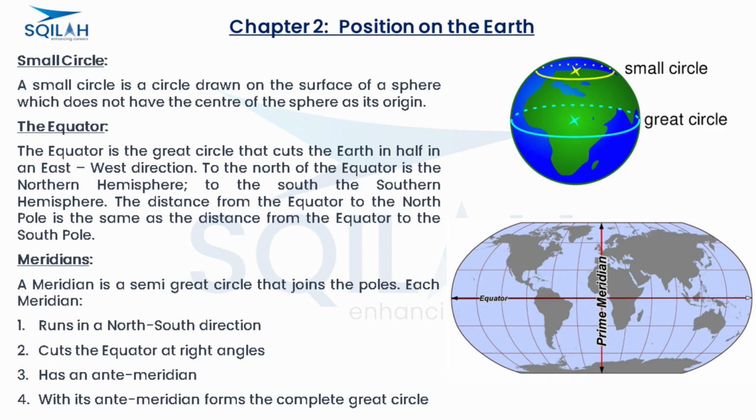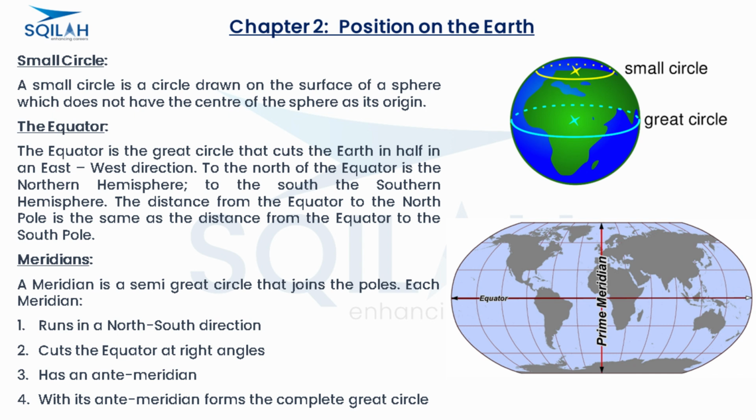Small circle. A small circle is a circle drawn on the surface of a sphere which does not have the center of the sphere as its origin. The equator. The equator is the great circle that cuts the Earth in half in an east-west direction. To the north of the equator is the northern hemisphere, to the south the southern hemisphere. The distance from the equator to the North Pole is the same as the distance from the equator to the South Pole.